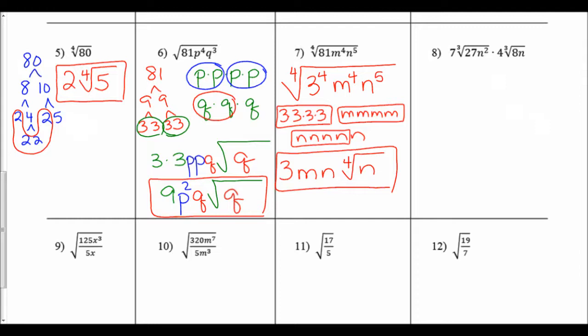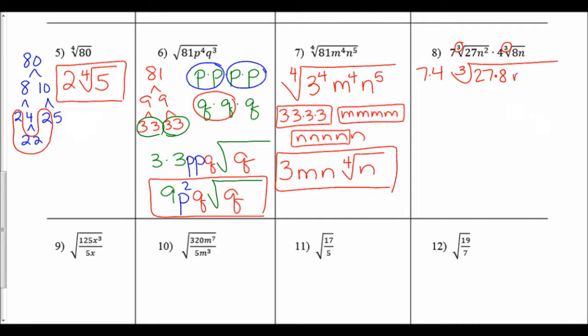If we're multiplying roots together, it's very important that they have the same index. If these didn't have a cubed root with both of them, we wouldn't be able to put the things together right now. So I have a 7 on the outside, I have a 4 on the outside. Underneath my cubed root, I have a 27 and an 8. I'm not going to bother to multiply that together because I know I'm just going to factor it back down.